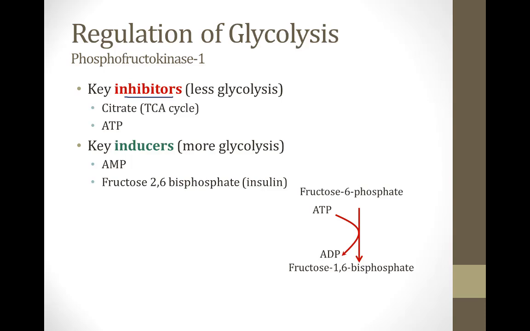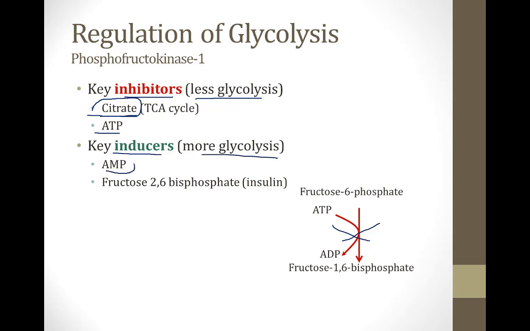Citrate comes from the tricarboxylic acid cycle or the citric acid cycle. So when levels of citrate are high, the cell has plenty of energy, and therefore it's going to want to inhibit this step and slow down glycolysis. When ATP is high, obviously the cell has lots of energy, and therefore it wants to inhibit this step and perform less glycolysis. On the other hand, key inducers of this step are things that represent the need for more energy in the cell, the need for more glycolysis.